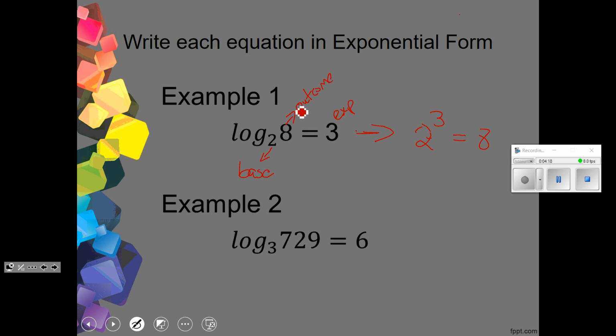How would we do example number 2? How would we take it into exponential form? What does that say to us when it says the log base 3 of 729 is equal to 6? 3 to the 6th power is equal to 729. Any questions on how to read a logarithmic function? Okay.